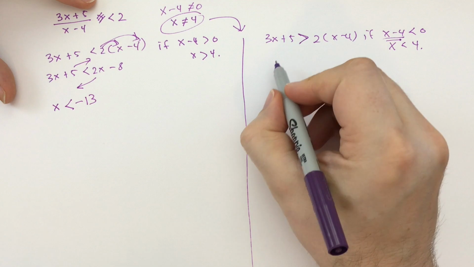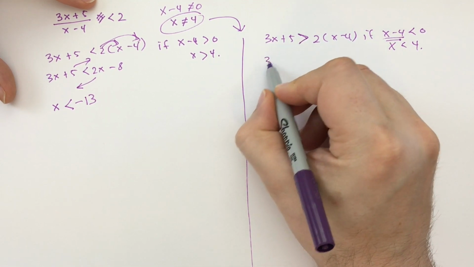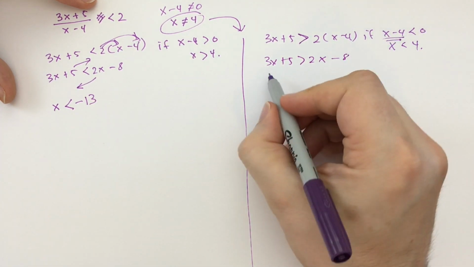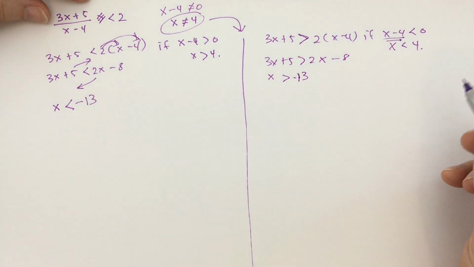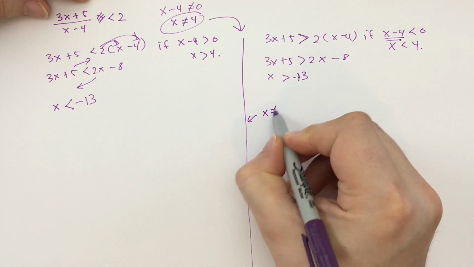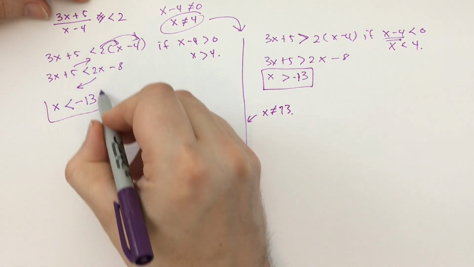Okay? Same thing happens over here. So we have 3x plus 5 is greater than 2x minus 8. Exact same thing is going to happen. So we get x is greater than minus 13. Okay? So we know that x cannot equal 4, but x can be greater than negative 13, or x can be less than negative 13.